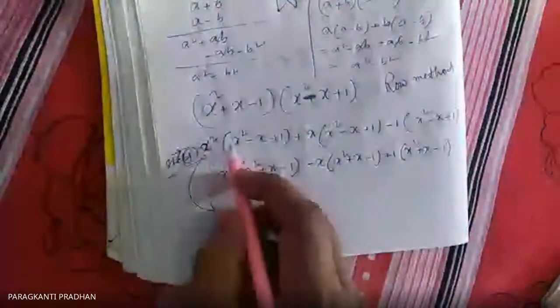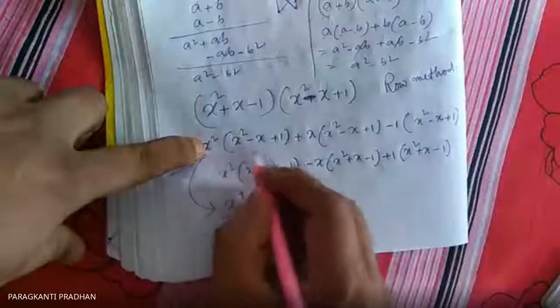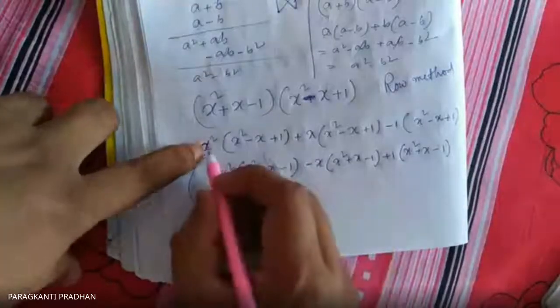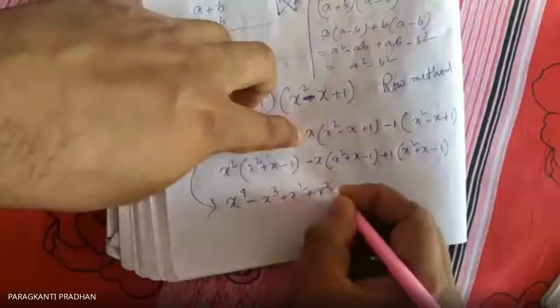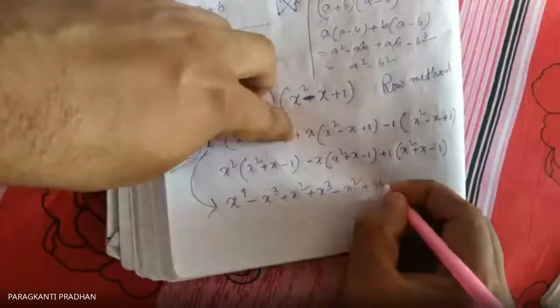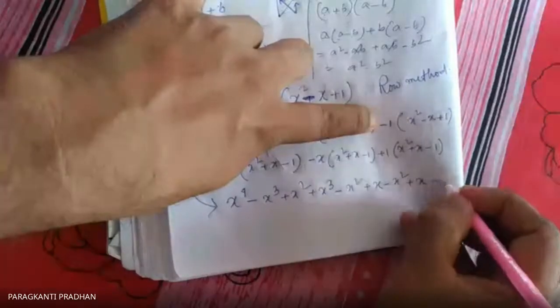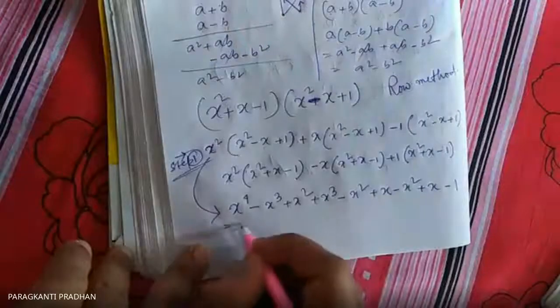Now I'm multiplying the first, this x square into x square. What happened? X square into x square? X to the power 4. Because power. X square into x is x to the power 3, minus x to the power 3, very good, because plus into minus is minus. Now x square into 1, this is x square. Now this is plus x cube, this is plus minus minus x square, this is plus x. Then minus x square plus x minus 1. Minus 1.